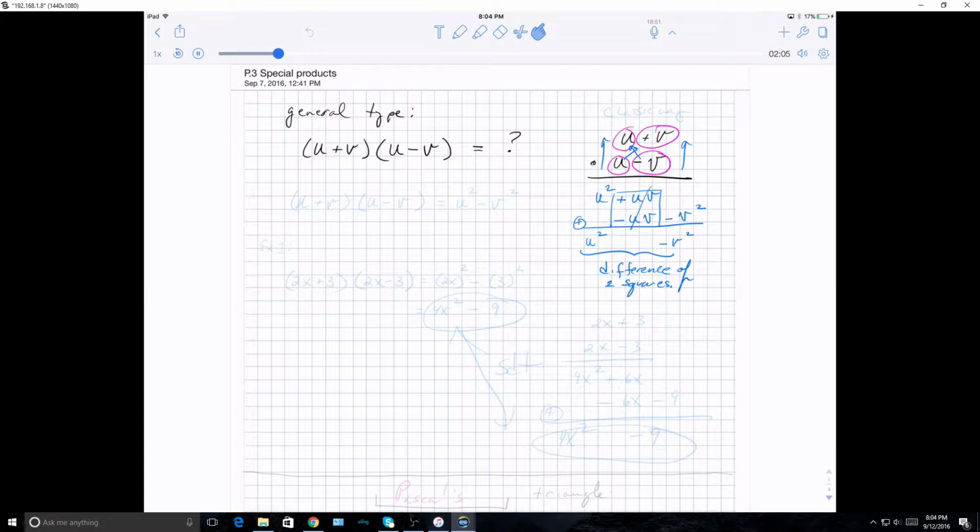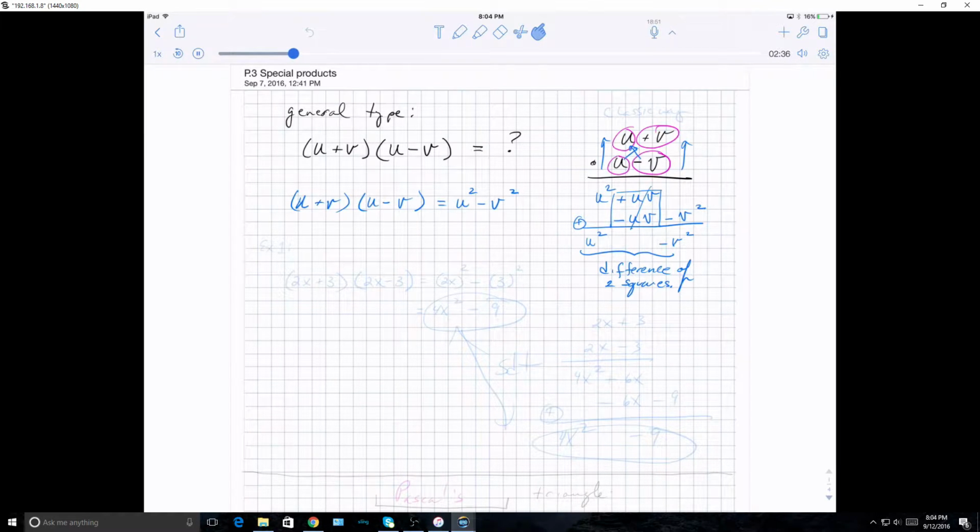So if we can do this out and look at the cheap shortcut, we have some binomial where you're adding two things, and the same binomial where you have a difference of things, and the end result is always going to be u squared minus v squared. So you'll always square the first and square the last and take the difference of them.